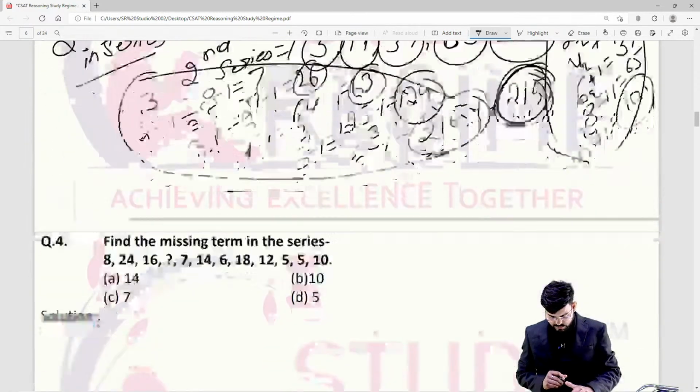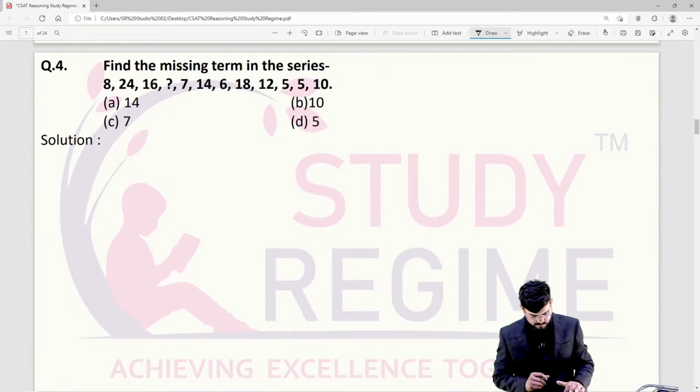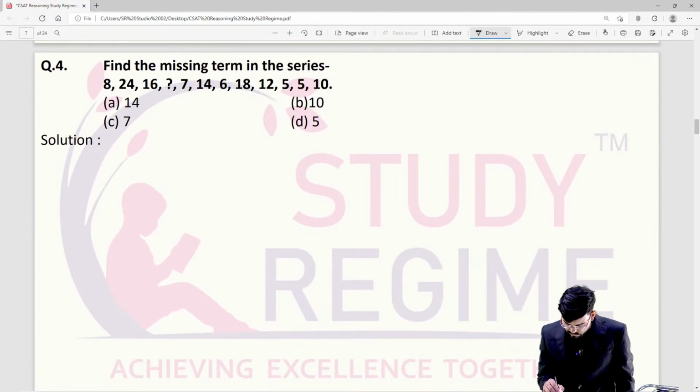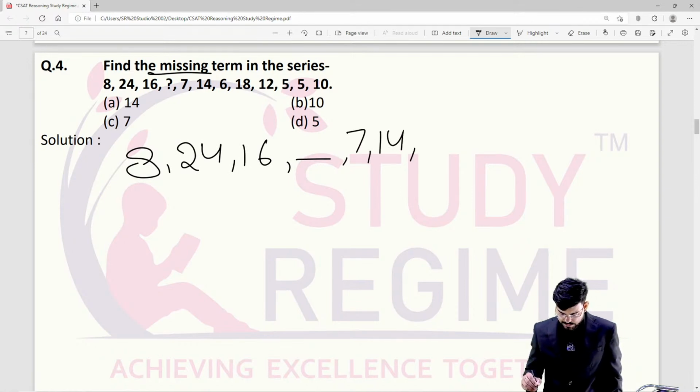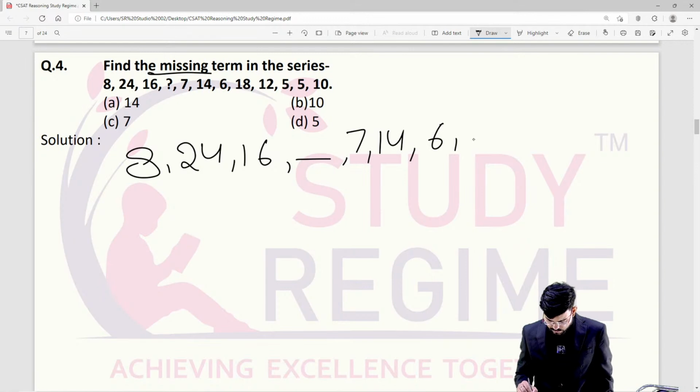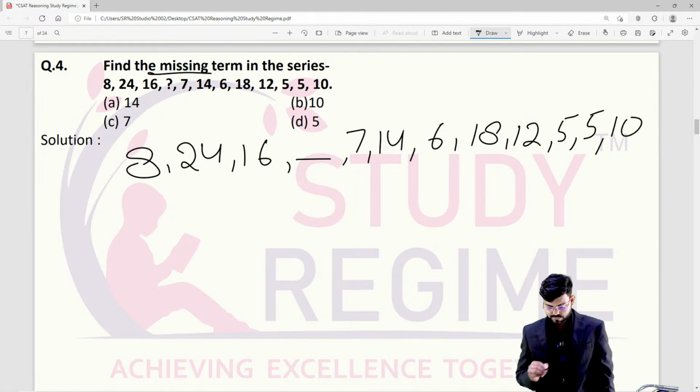Okay, let's go with the next question. Here also we have to find the missing term in the given series. Let's write the series first. 8, 24, 16, 7, 14, 6, 18, 12, 5, 5 and 10. Okay, this is the series which is given in the question.